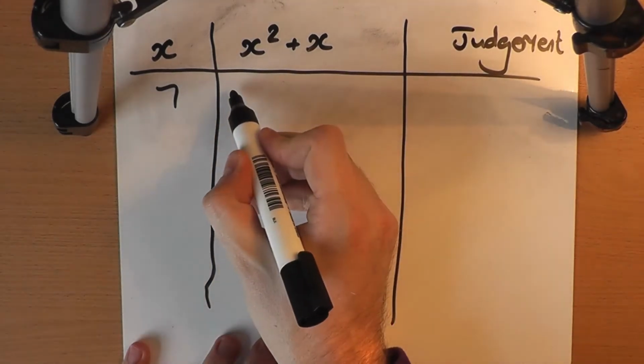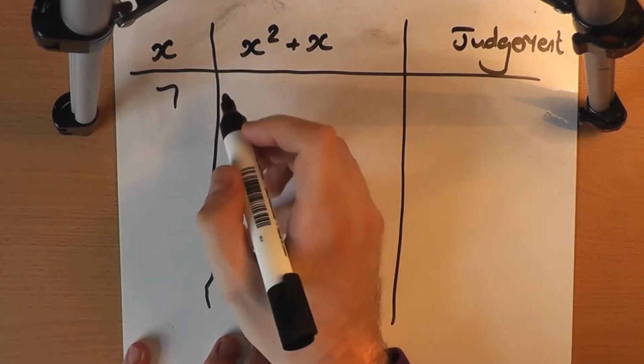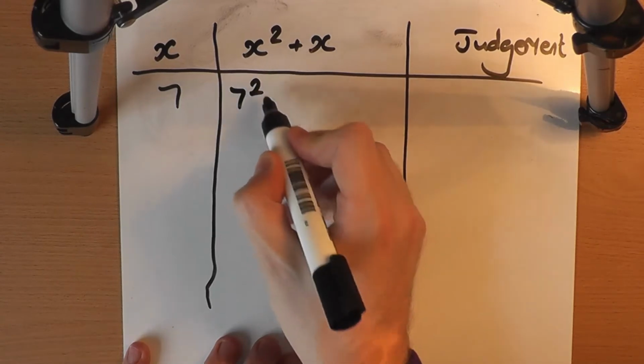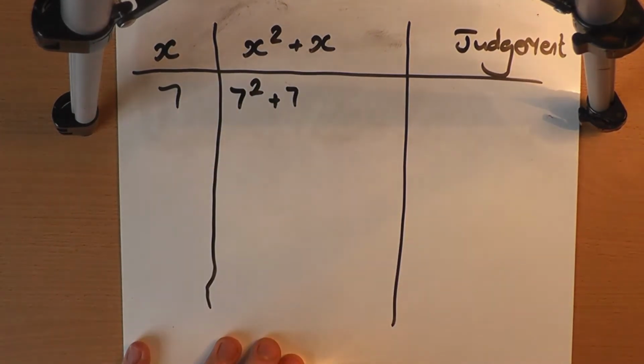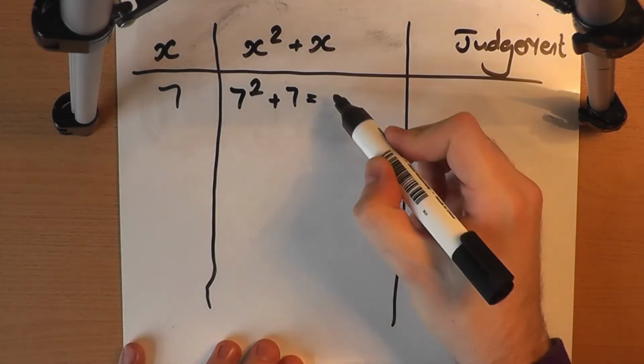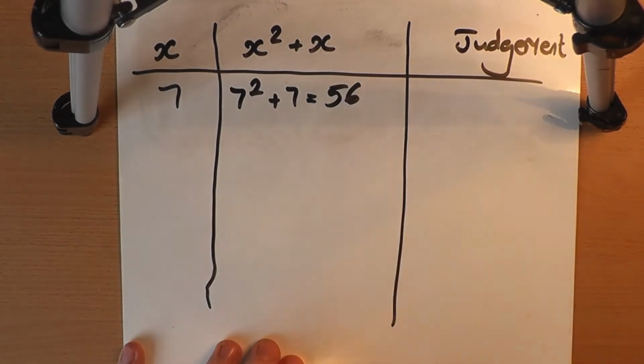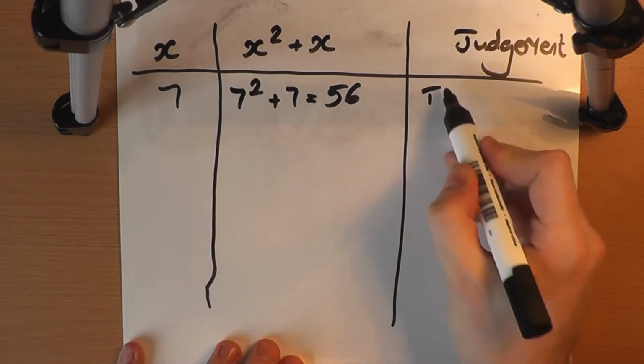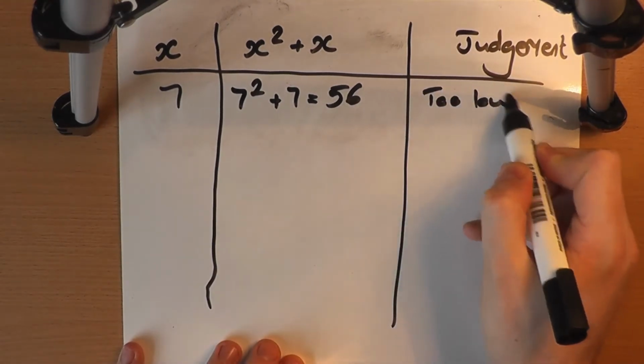So the equation says that we need to take our x, we need to square it, and then we need to add a copy of that on. So we're going to do 7 squared, and we're going to add 7. 7 squared is 49, plus the 7 gives us 56, which is too low, because we're aiming for 60. But it's not too bad.